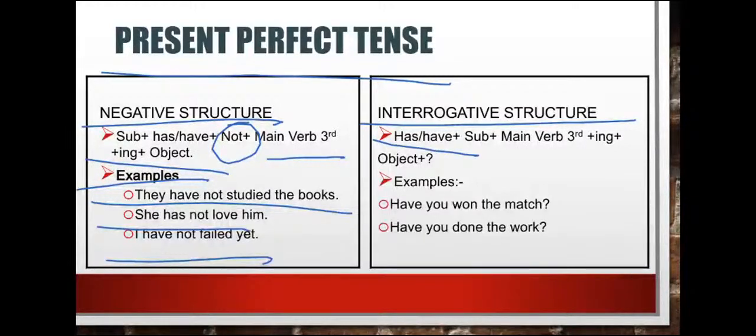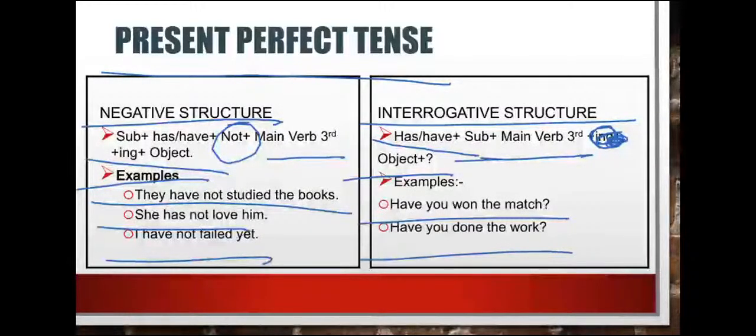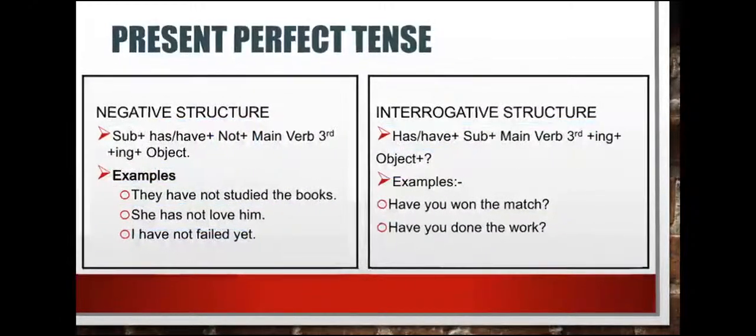Interrogative: has or have plus subject plus third form of the verb plus object. Take some examples right here. Have you won the match? Have you won the match? Like the match has ended, and have you won? Maybe like that. I'm not sure about it because I wasn't in the team. Have you done the work? Yes, I'm doing my work right here with all of my students.